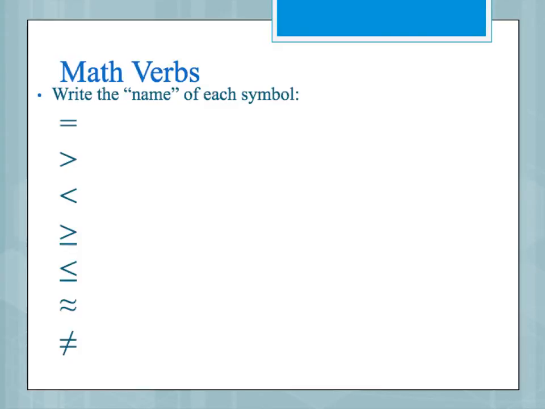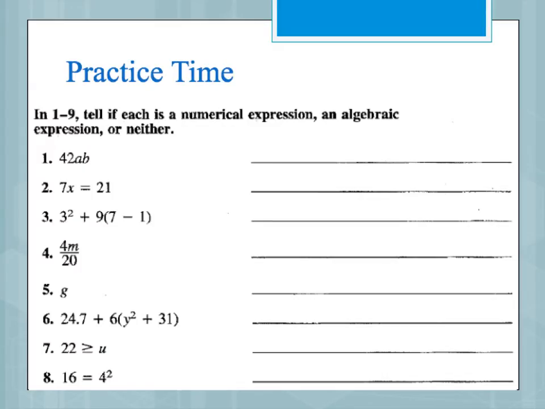Okay, so let's practice with this idea. Let's take a look at the first one. If I have 42AB, well, it doesn't have a math verb, so I know it is an expression. It does have variables, so it's an algebraic expression. The second example has an equal sign. It has a math verb. If it has a verb, it's not an expression. It is a sentence. So that would be considered neither.